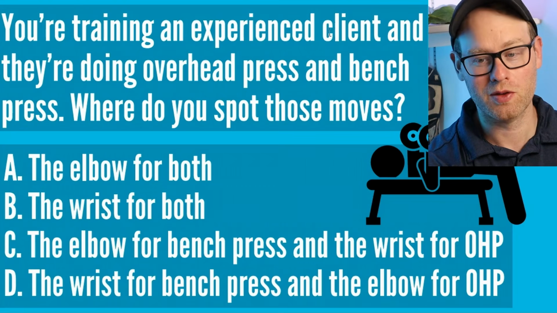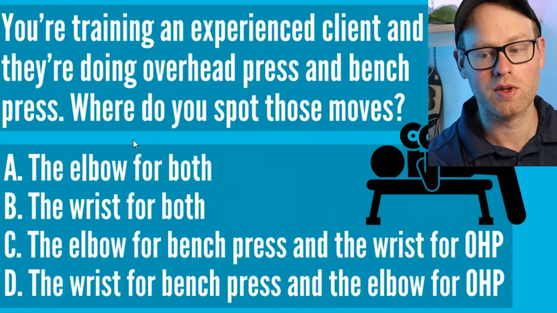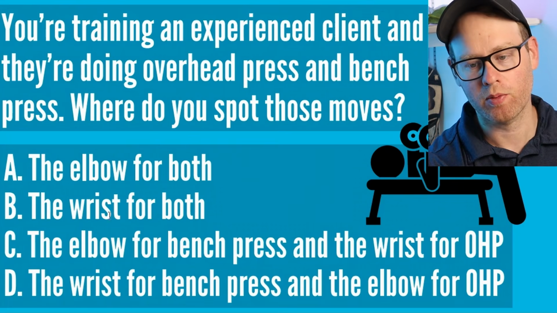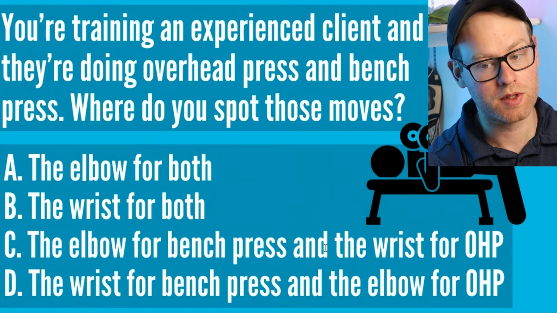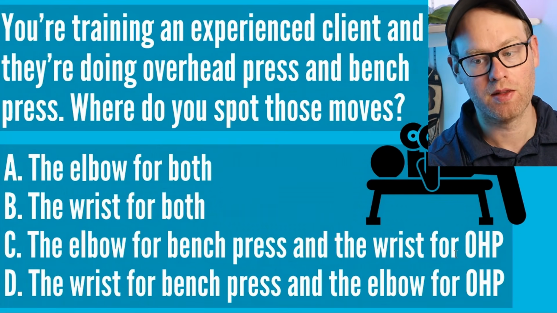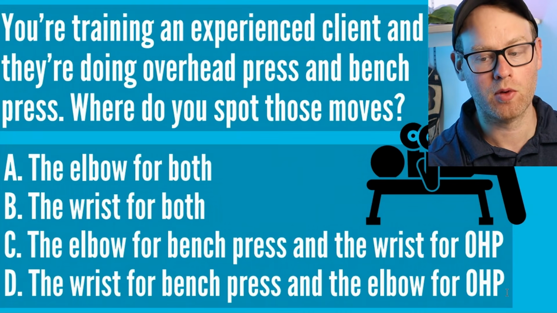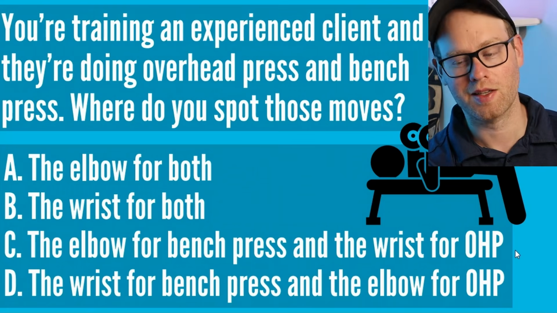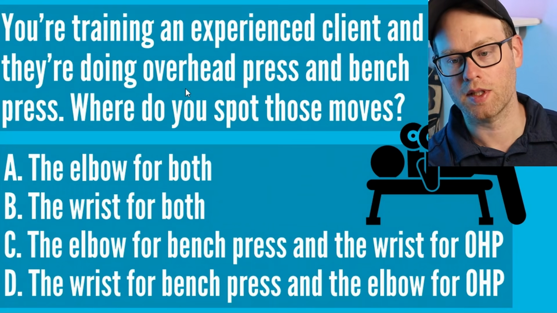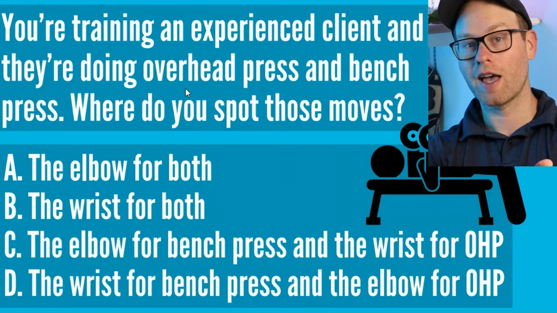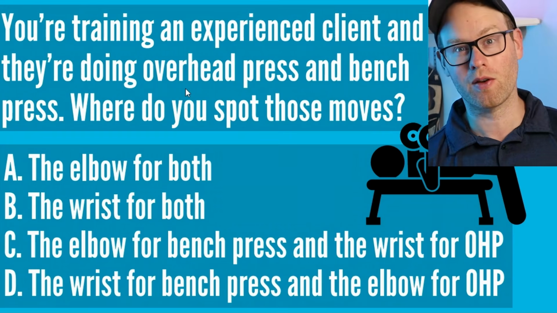So without further ado, you're training an experienced client and they're doing overhead press and bench press. Where do you spot these moves? A, the elbow for both, B, the wrist for both, C, the elbow for bench press and the wrist for overhead press, or D, the wrist for bench press and the elbow for overhead press. Take a few seconds to think about this one, and again, this pertains to you, the personal trainer, and where you're going to put your hands as you're spotting the bench press and the overhead press.